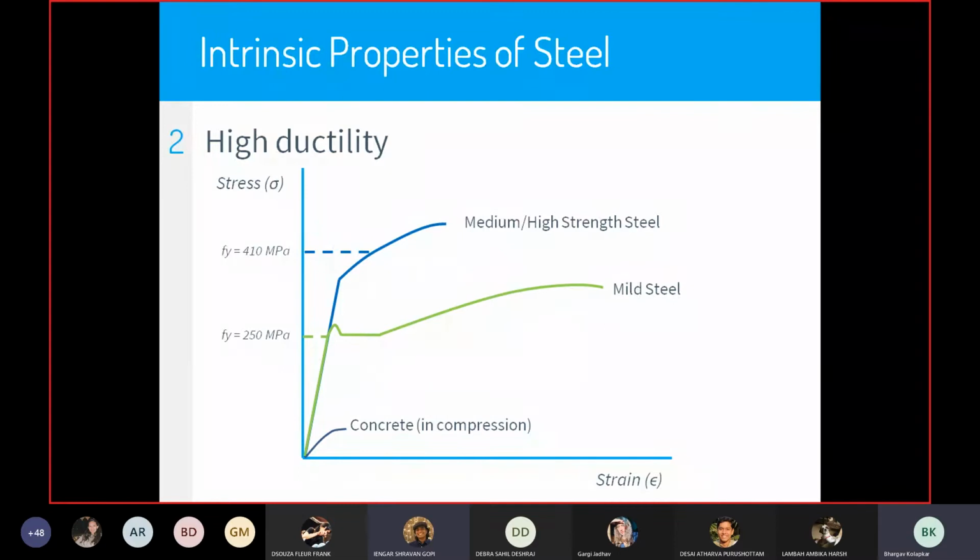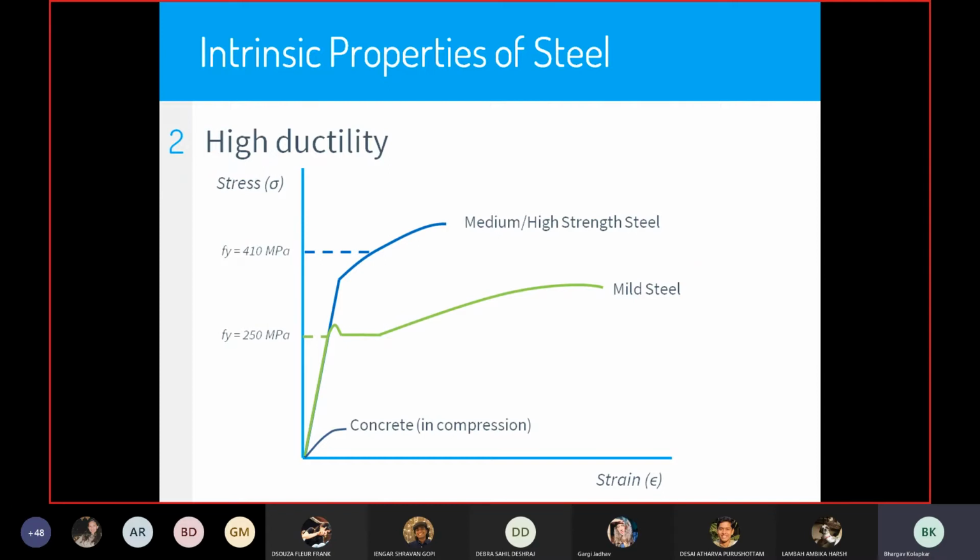Okay, perfect. So this graph is just a representation of how ductile steel is as compared to concrete, and how ductile mild steel is as compared to medium and high strength steel. This is just a representation. We're not putting any numbers to that because as architects, we're not expected to remember numbers, but just get a feel of it. Bhargav?